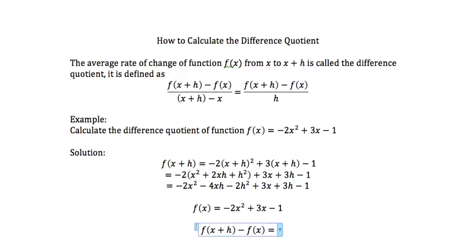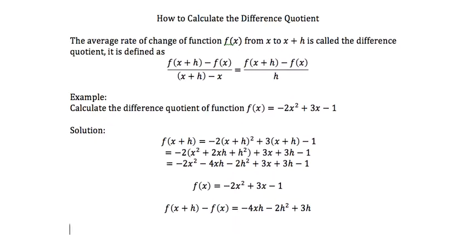So this difference is simply all the terms that are in f(x plus h) and not in f(x). In that case, you just need to copy down whatever is in f(x plus h) but not in f(x), which is negative 4xh minus 2h squared plus 3h. Those three terms are in f(x plus h) but not in f(x). And all the terms in f(x) are in f(x plus h). So the difference is just these three terms.